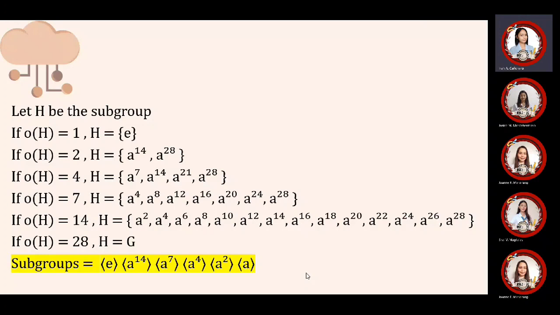Therefore, our subgroups, which are the first elements here, we will get E, A raised to 14, A raised to 7, A raised to 4, A raised to 2, and then the A.